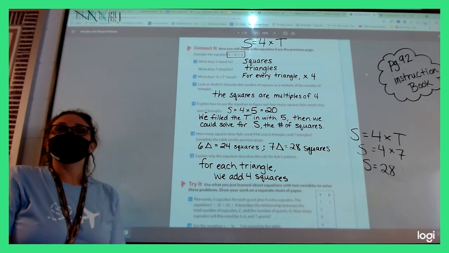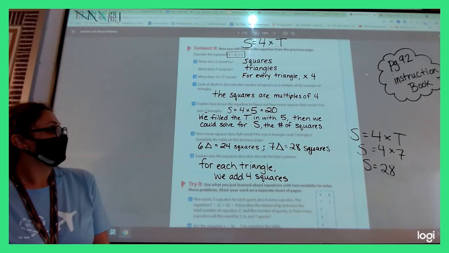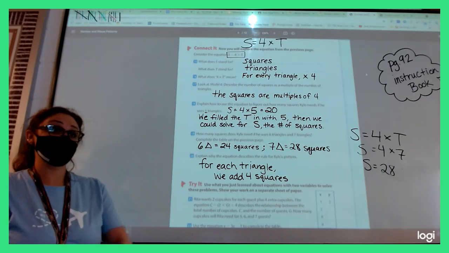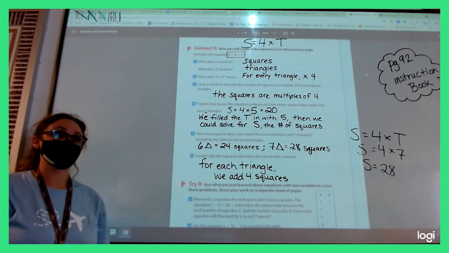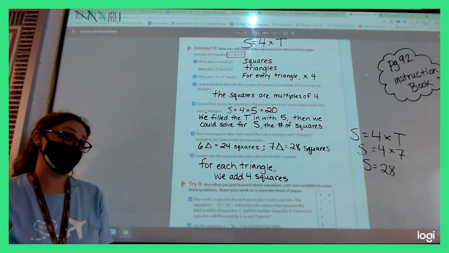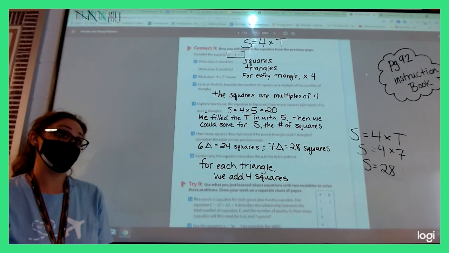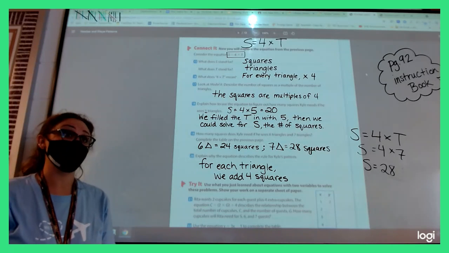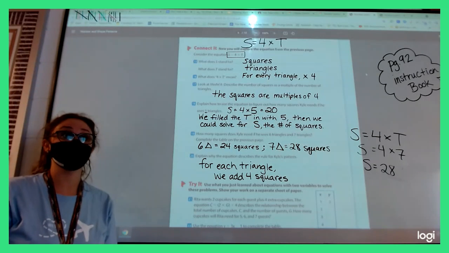What do you mean by that in that sentence? Like, what does that sentence mean? So you look at the picture while I speak to you. The picture on the first page with the triangles and the squares. For each triangle, we add 4 squares. Do you see how that makes sense? Every time I draw a new triangle, I have to add on 4 more squares, right? Okay.